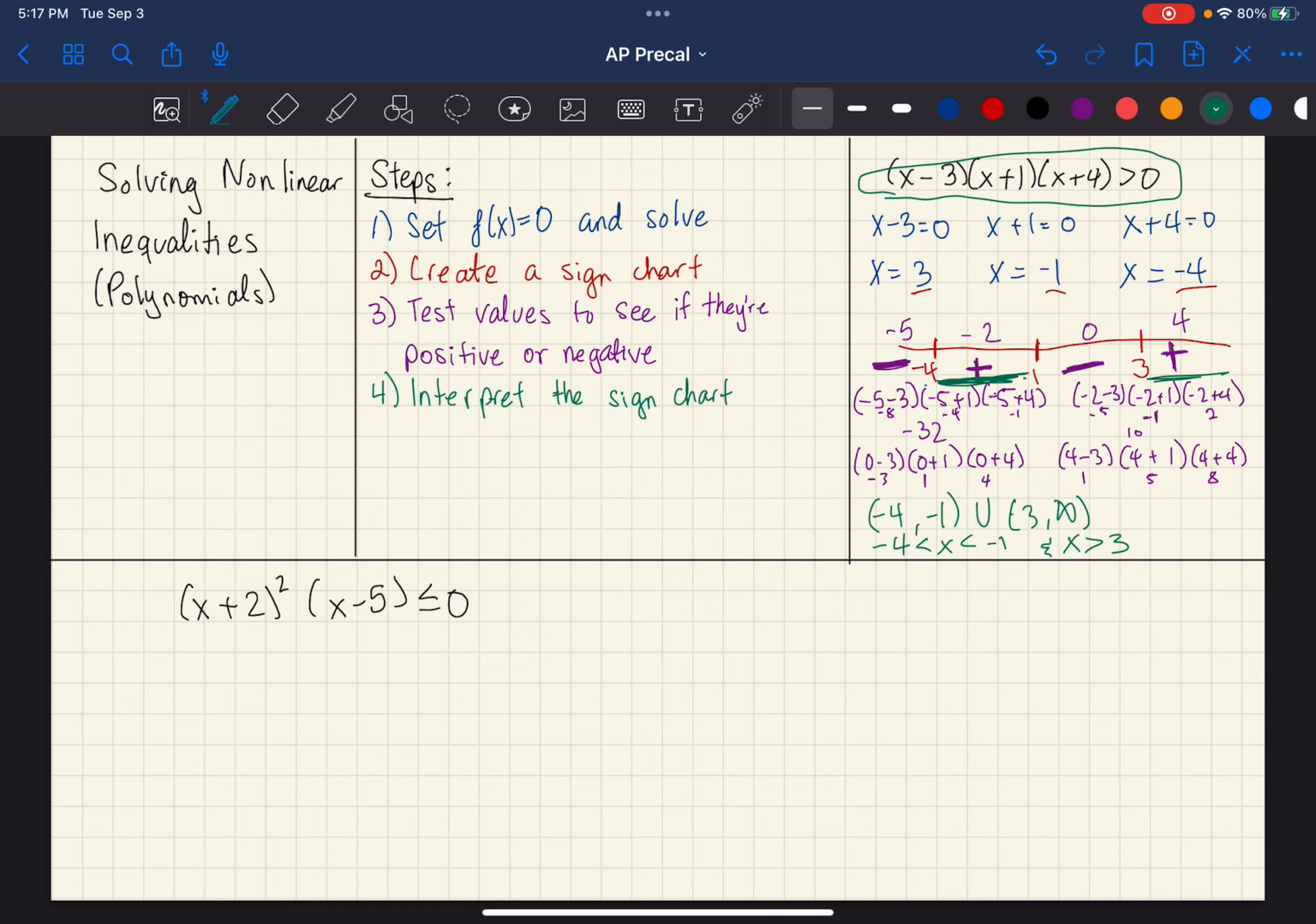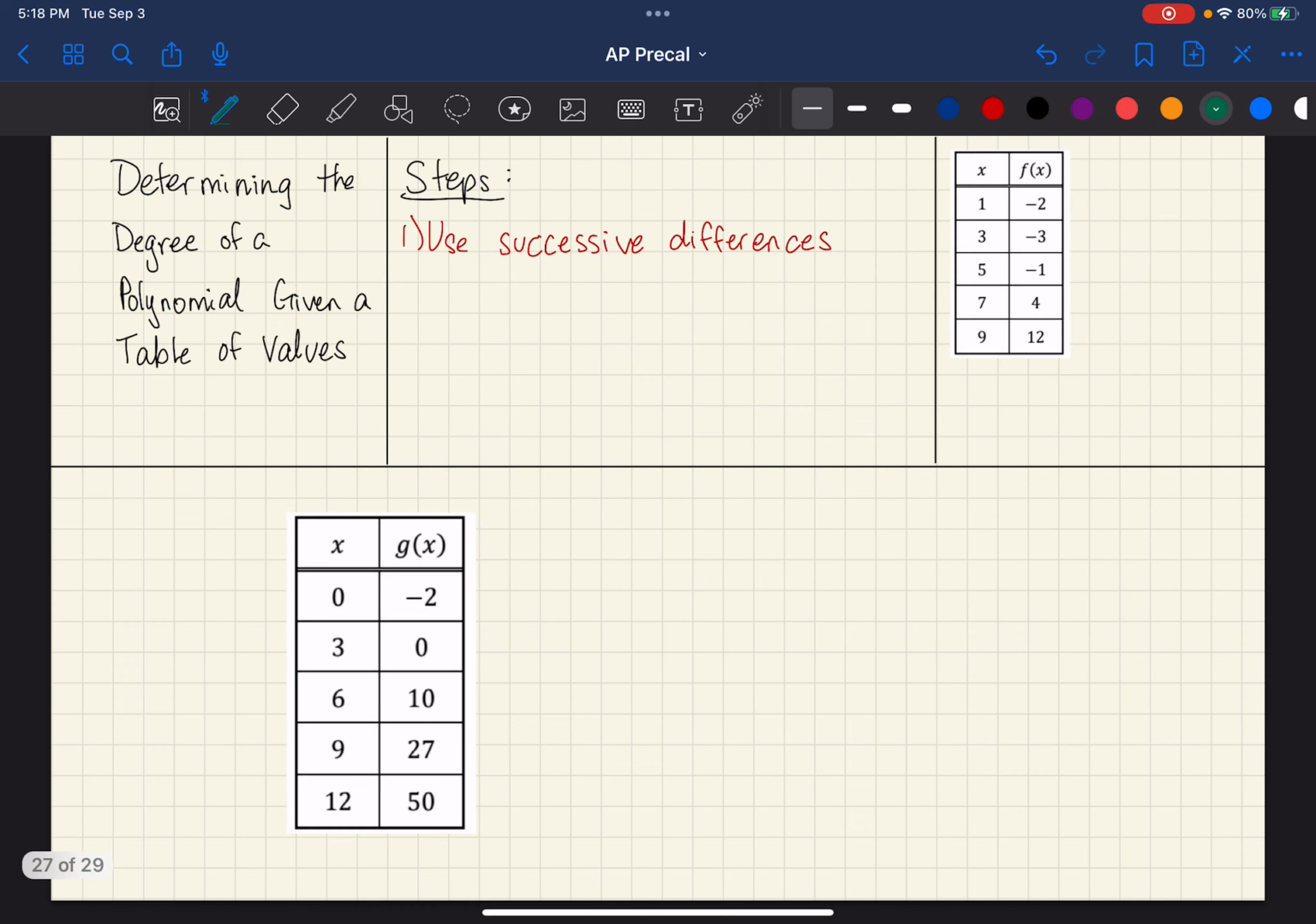Okay, so then you have this example here to try out on your own. So again, pause the video. We will do this one in class as well. And then we're going to move on to the next one, determining the degree of a polynomial given a table of values. So our one and only step is to use successive differences.